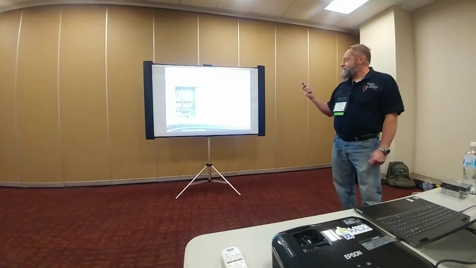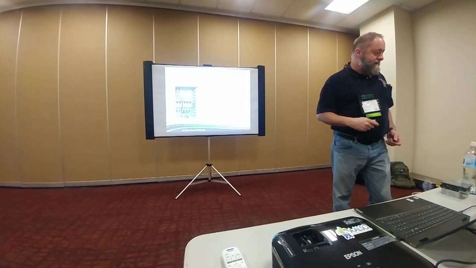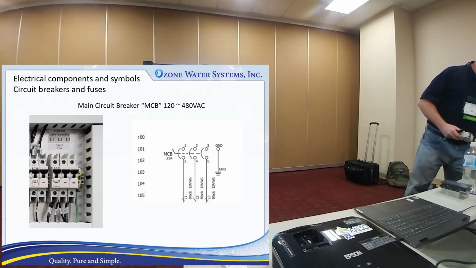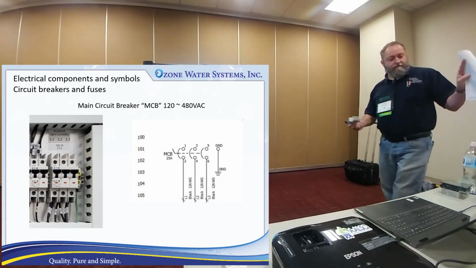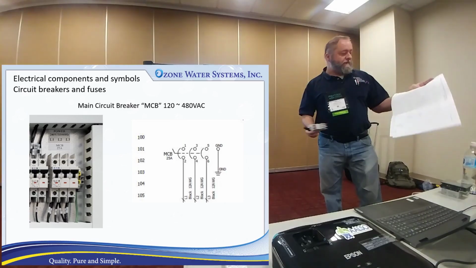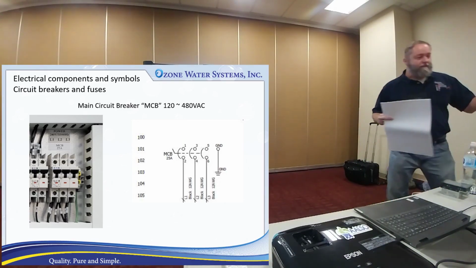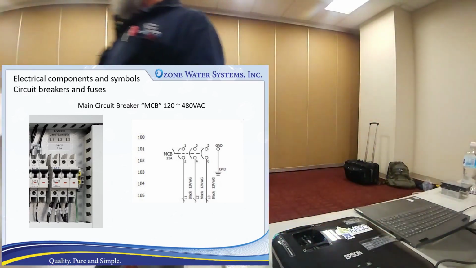The fuses and circuit breakers, basically circuit protection. The first thing you're going to see in a schematic, generally, in one of ours anyway, is a main circuit breaker or a fuse disconnect, something like that, and we'll show a couple examples of that. I'm going to pass a couple of these around. You can look at them while we're talking. These are all the same.